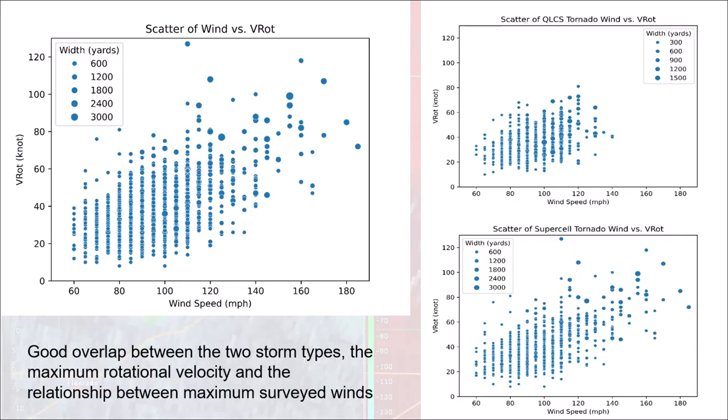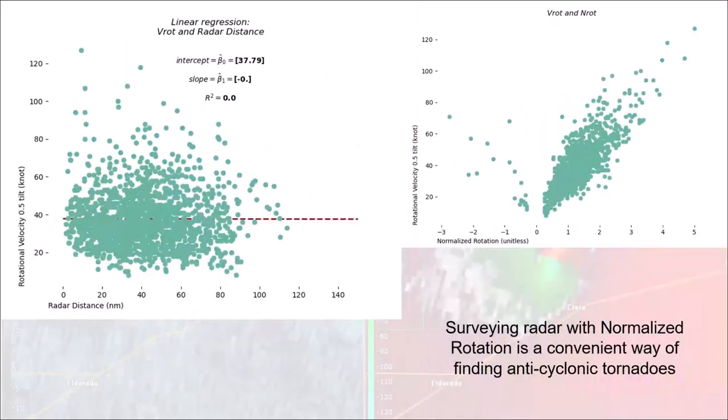There is a good overlap between the vrot of QLCS tornadoes versus supercells. Of course, QLCSs are typically weaker, but in the distribution, they fall in line with what you find also in supercells, at least for last year's tornadoes. Looking at the vrot versus its radar distance, there's actually no trend in the data. You could say that closer tornadoes tend to have higher VROTs, which is intuitive, and there's kind of a slope cutoff. But for the majority of cases, there's really no relationship that I found.